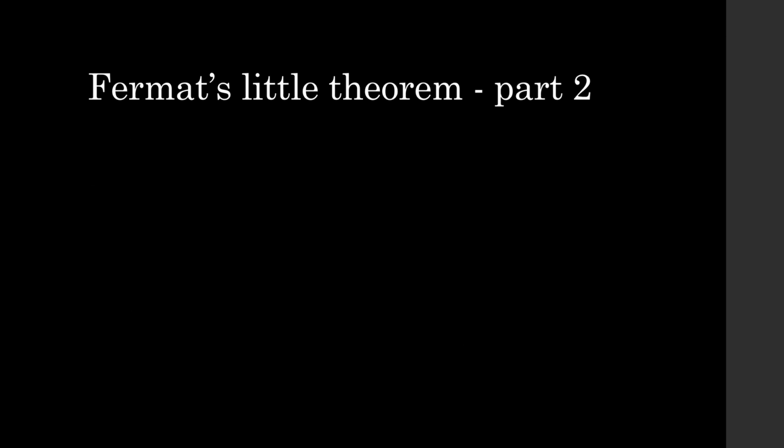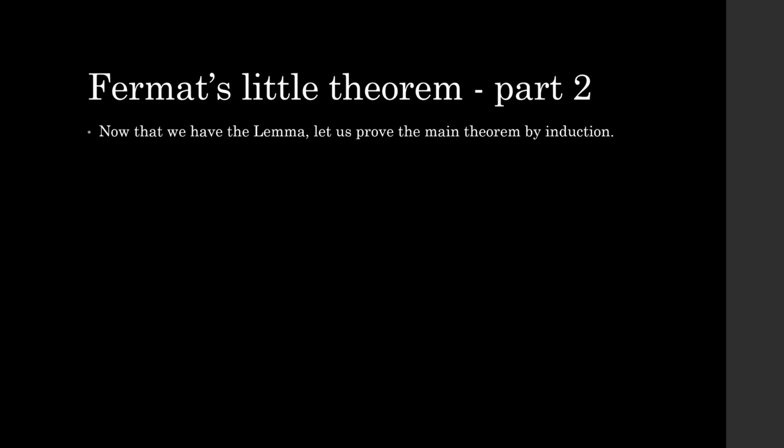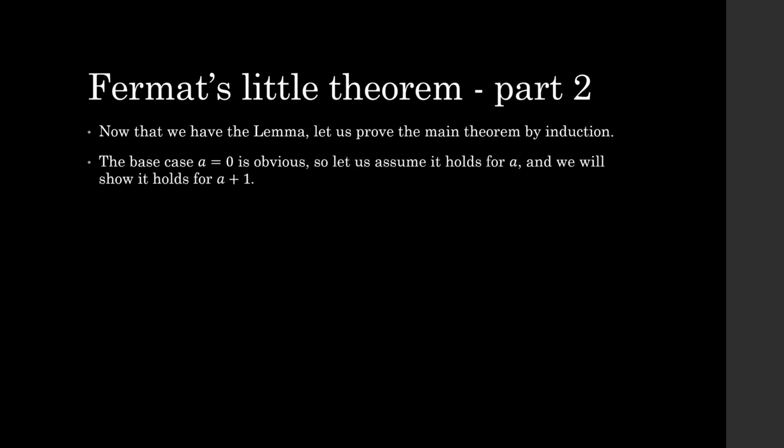So continuing with the actual proof of the main theorem, we're going to do it by induction. The base case for a equals 0 is actually pretty obvious, and you can do that by yourself. Just note 0 to the p is congruent to 0 mod p. That's just obviously true. So we're going to assume that it holds for any a, and we'll show that if it holds for a, then it must hold for a plus 1, and that'll allow us to do induction.